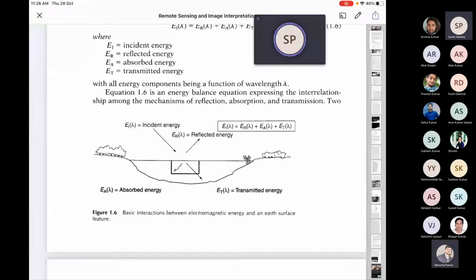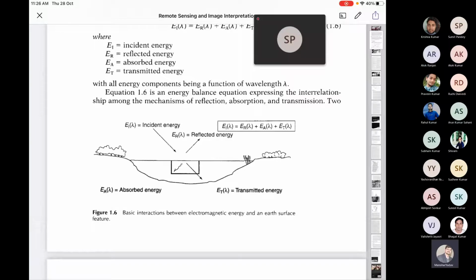Meaning, let's say if you consider the entity on the left-hand side, the incident energy is 100%. Yes, so this 100% energy is divided into reflected, let's say 50%, plus absorbed, 20%, and transmitted, 30%. So this is the percentage in which EI is divided. It is called the proportion.